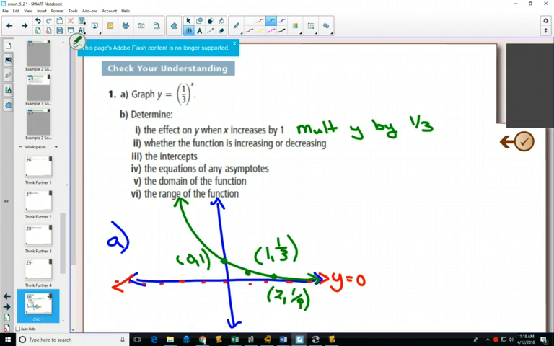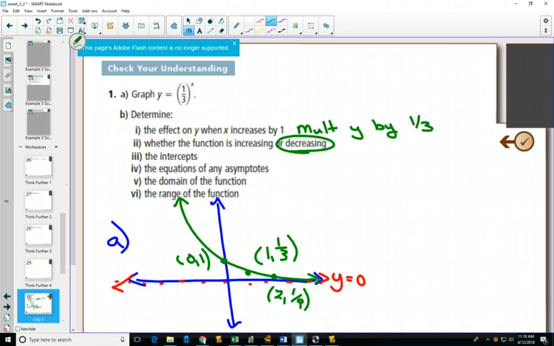And that's what an exponent does. An exponent is repeated multiplication. So each time you increase your exponent, you're multiplying by another 1/3. Because 1/3 squared means 1/3 times 1/3. And 1/3 cubed means 1/3 times 1/3 times 1/3. And so each time you're increasing and multiplying y by another 1/3. Is this function increasing or decreasing? Since it's going down from left to right, we'll say it's decreasing.